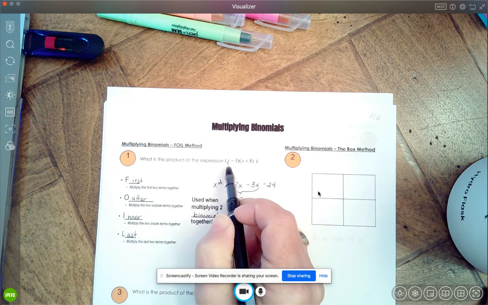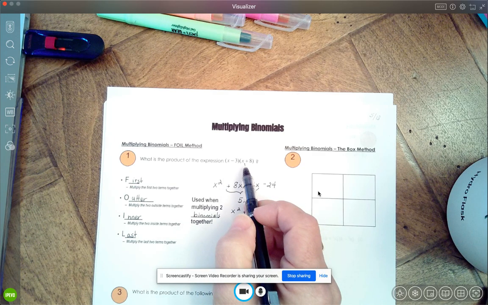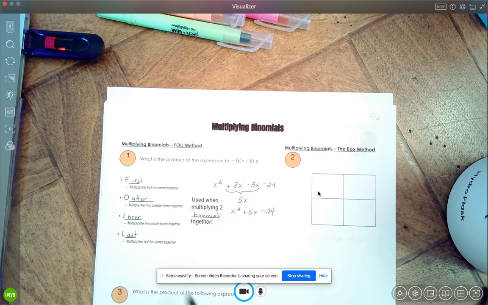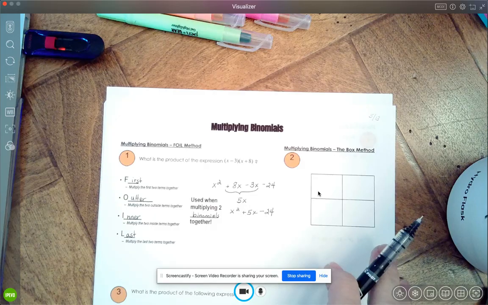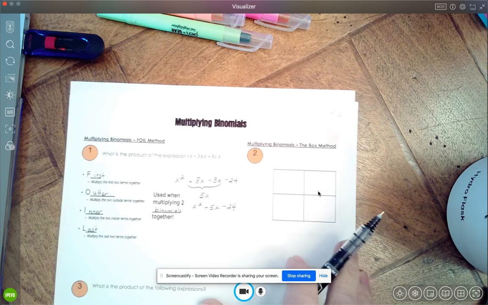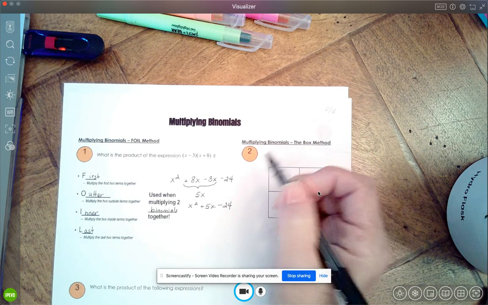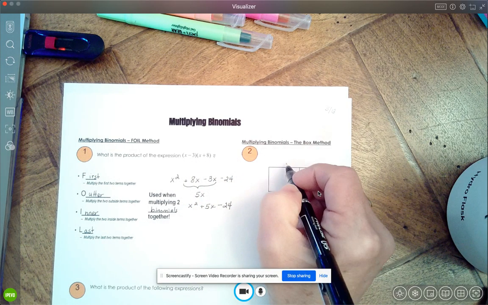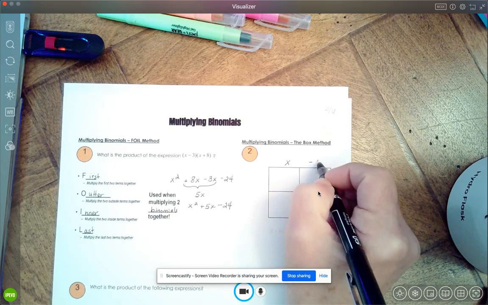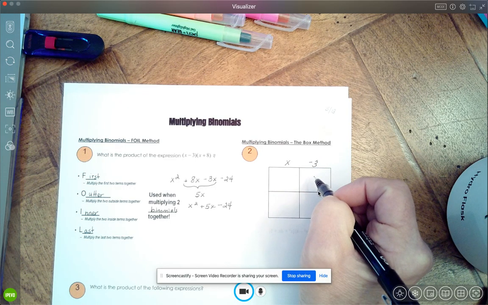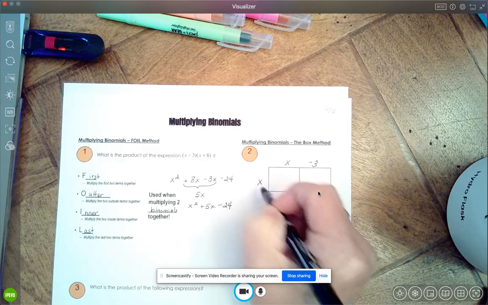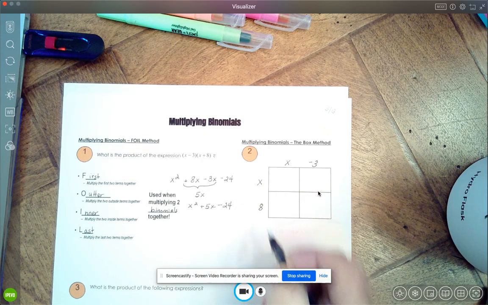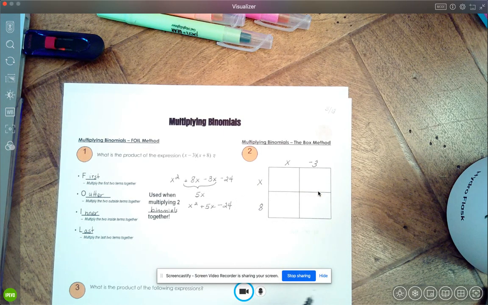I have a binomial x minus 3, a binomial x plus 8. We can use the FOIL method when we are multiplying two binomials together. Another thing that we can do is called the box method. In this box method, I'm going to put one binomial at the top. I have x minus 3, so that will be a negative 3. And I have an x and a positive 8. If there's nothing in front of it, it just means that it's positive.